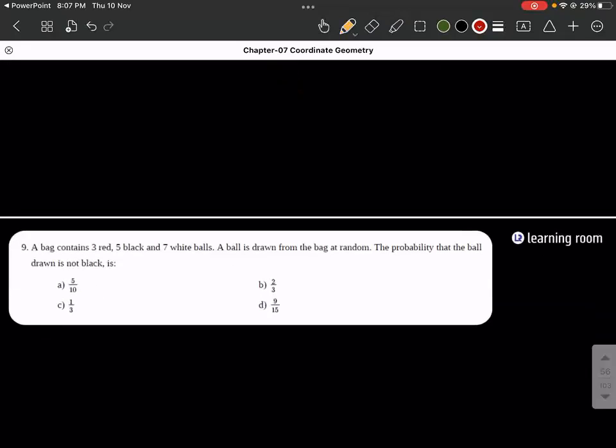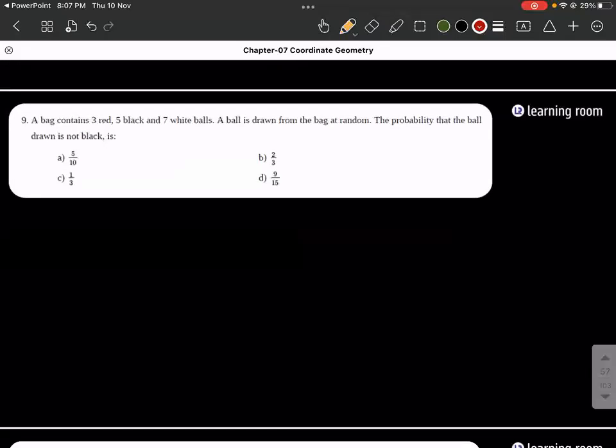A bag contains 3 red, 5 black, and 7 white balls. A ball is drawn at random. The probability that the ball drawn is not black. So the ball drawn is not black means it can be red or white. So how much will be the answer? 10 out of 15. It's 2 by 3.